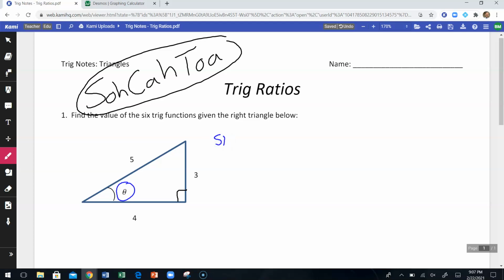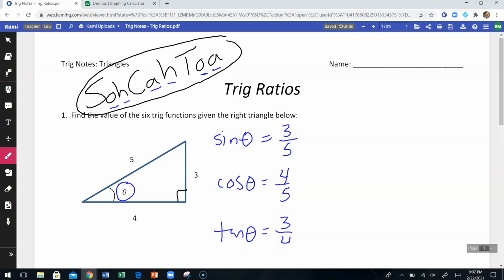I'll start with sine. The sine of the angle theta is the opposite over the hypotenuse. So that's going to be 3/5. The cosine of the angle theta is the adjacent over the hypotenuse, which would be 4/5. And the tangent of the angle theta is the opposite over the adjacent, so that's 3/4. So there are three of our trig ratios. Those are the three common ones.